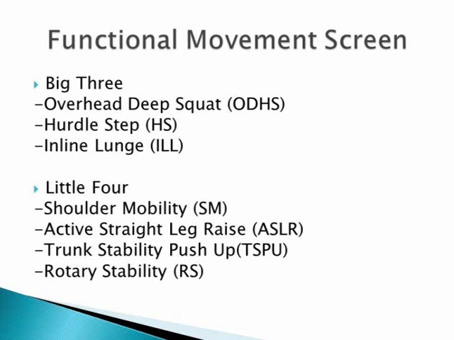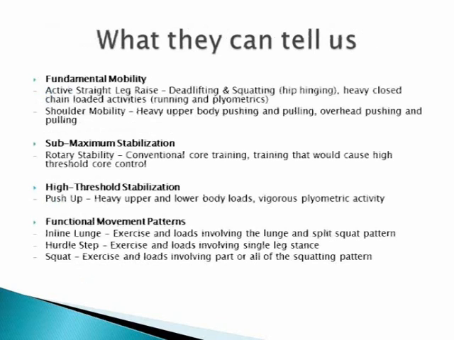Now what these 7 screens can tell us is the following: fundamental mobility, active straight leg raise. This will tell us whether someone should be deadlifting, squatting, or doing heavy closed chain loaded activities like running and plyometrics. Shoulder mobility will tell us if someone should be doing heavy upper body pushing and pulling, and that goes for horizontal as well as vertical, so also overhead and pushing and pulling.